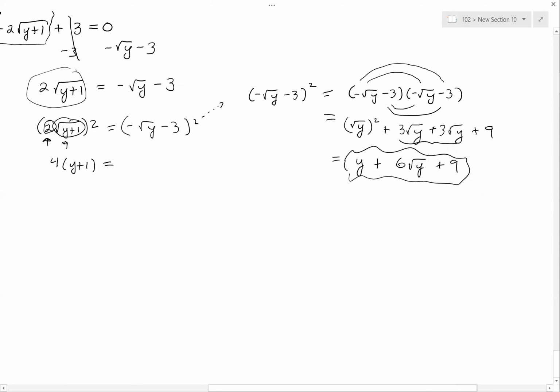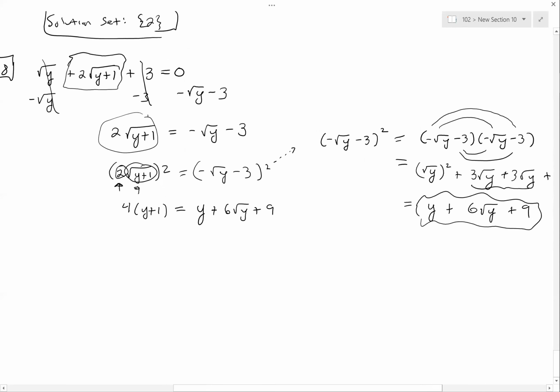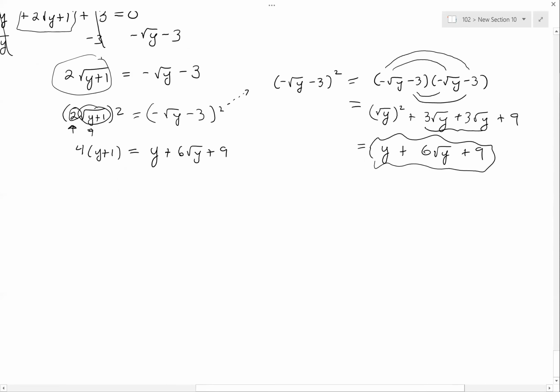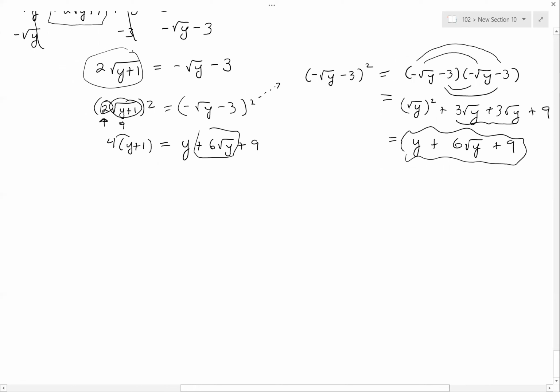So what have we done so far? We isolated a radical, we squared both sides, and now we have to look at what we have after we simplified. A radical does remain, so I have to isolate that radical. Let me distribute this 4 over here first, maybe. So that 4y plus 1 is equal to y plus 6 square root of y plus 9.